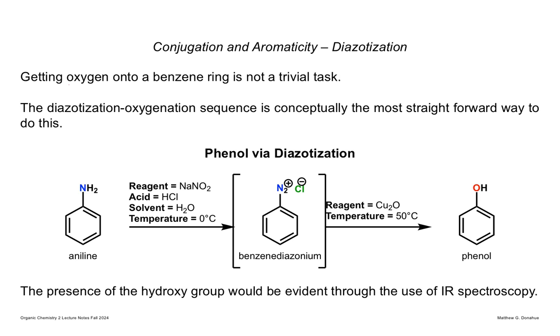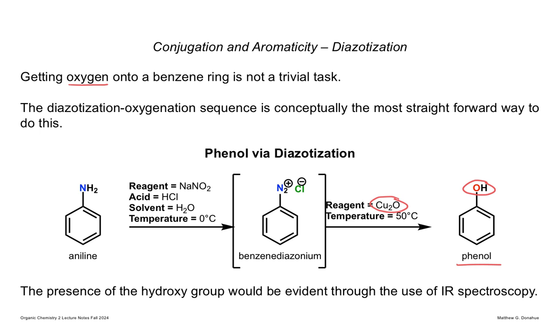Historically, getting oxygen onto a ring is not an easy task, but the diazotization oxygenation sequence is a straightforward way of doing that. Again, we're isolating the aniline, doing the diazotization, and now the reagent that we're going to use is this copper oxide species. And that's ultimately going to substitute the NH2 amino group for OH, and then this molecule is called phenol.